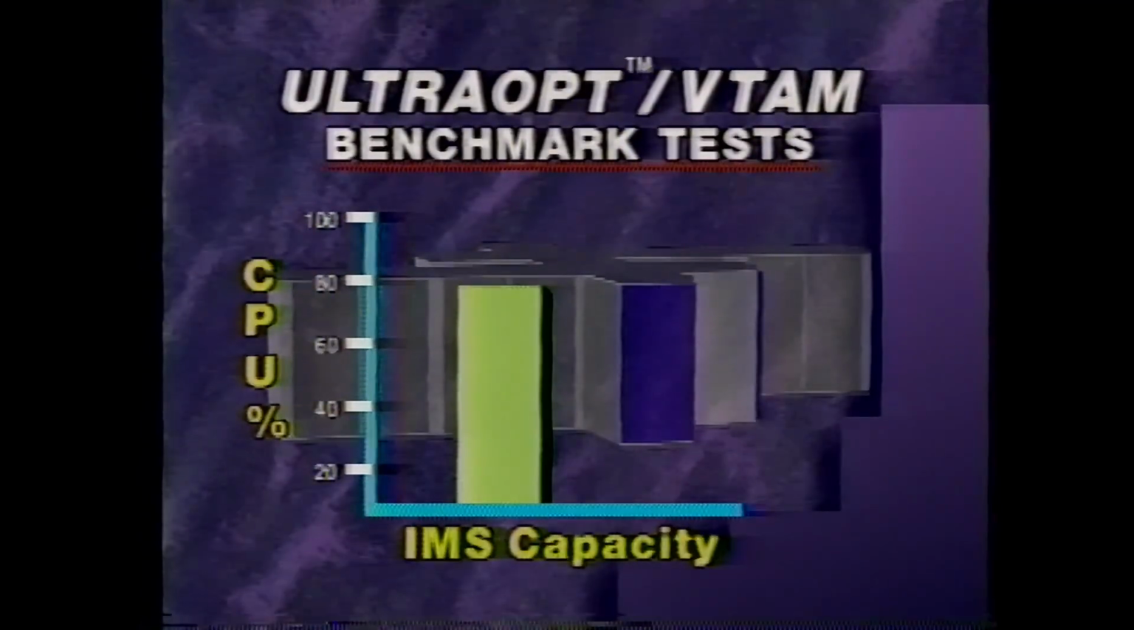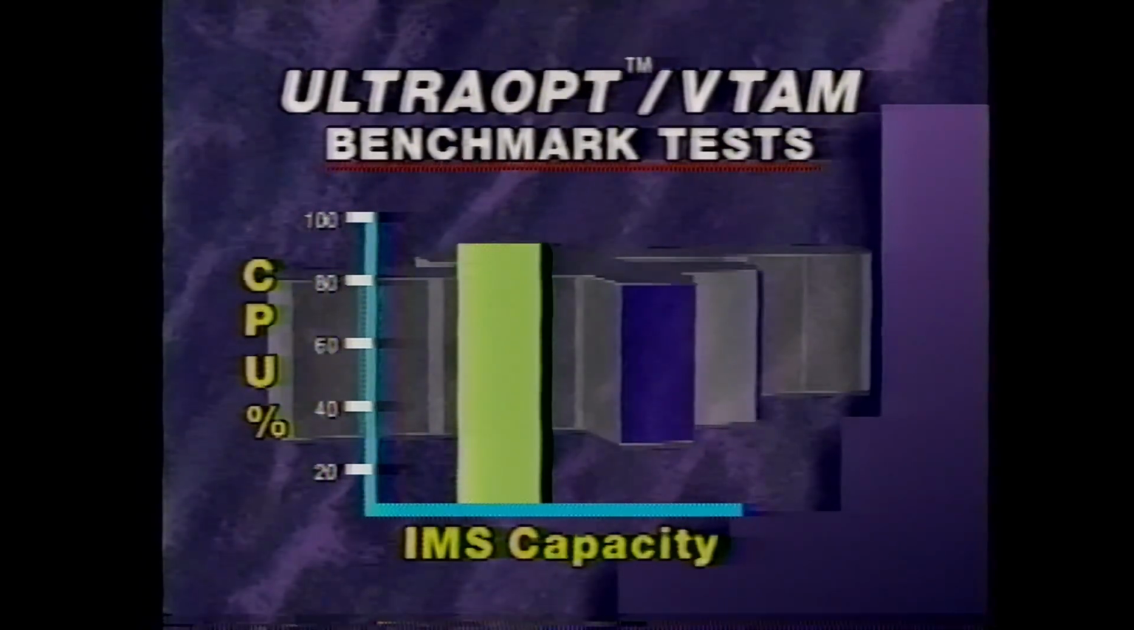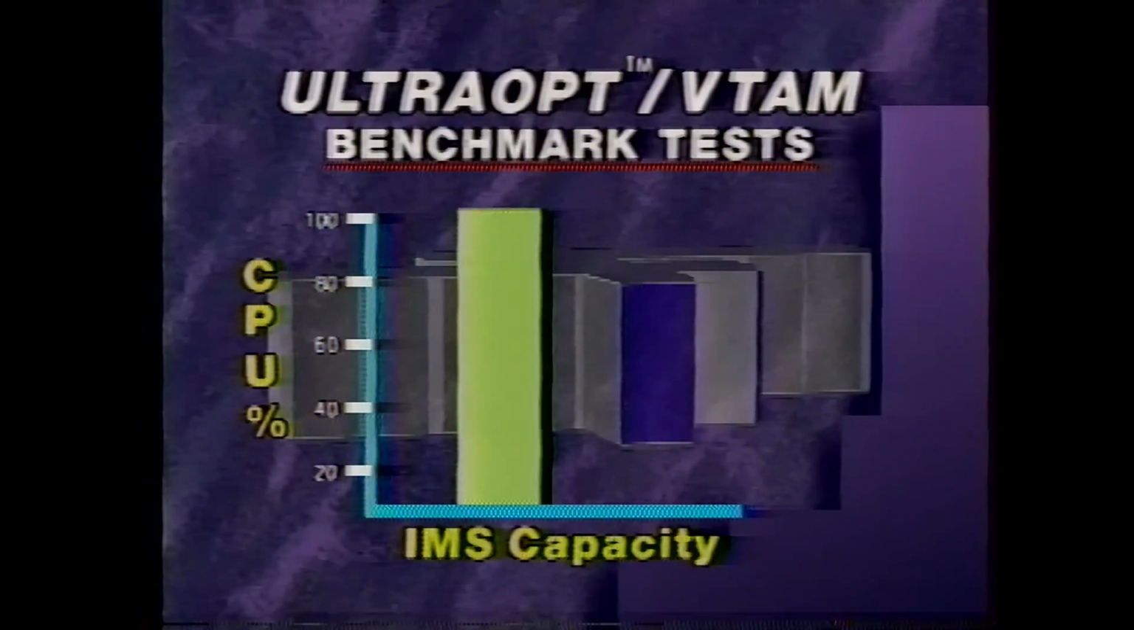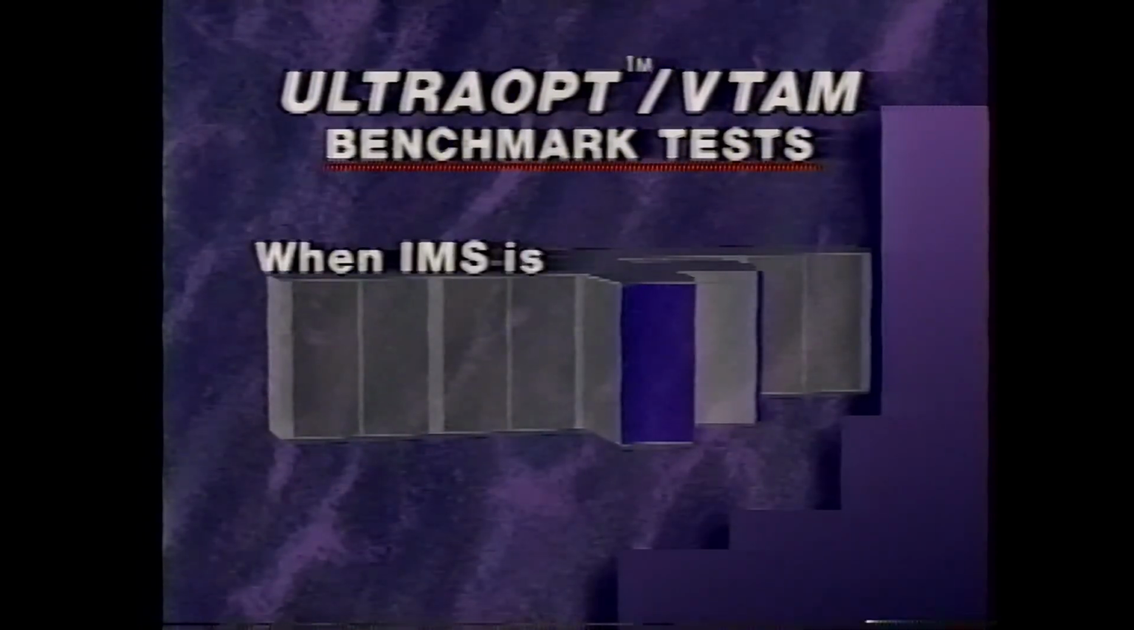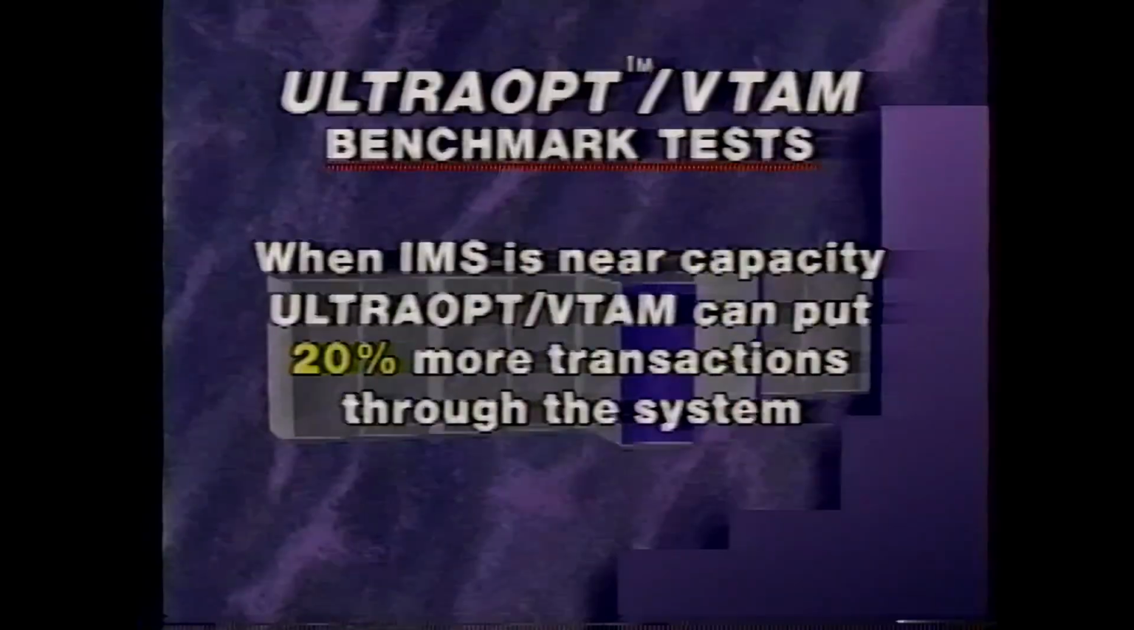And these numbers become even more significant if you currently have no optimizer installed in your system. Interestingly, the tests also showed that when IMS is nearly 100% CPU busy, UltraOpt VTAM provides 20% greater throughput. In other words, when IMS is near capacity, UltraOpt VTAM can put 20% more transactions through the system.